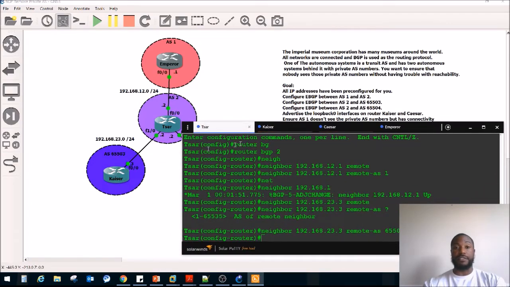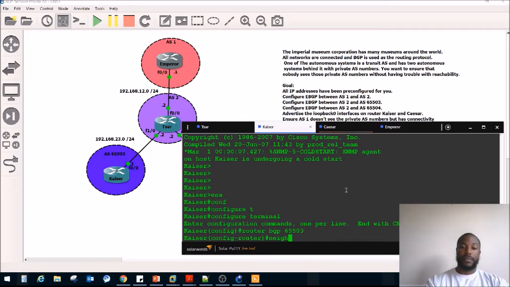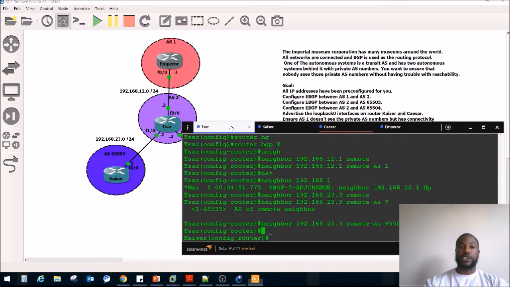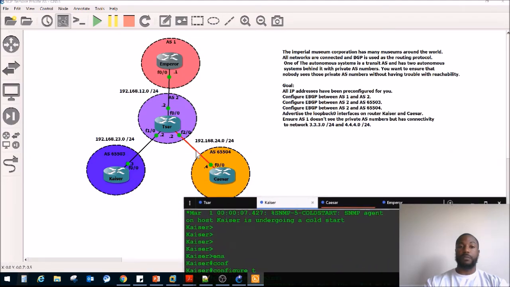So we're going to go to Kaiser and enable global config mode. Router BGP, he sits in ASN 65503. His neighbor is Czar, who's 192.168.23.2. Remote AS, Czar sits in AS2, right? BGP should come up very shortly. While that's coming up, we're going to configure BGP between these two routers right here. So we'll go back into Czar.